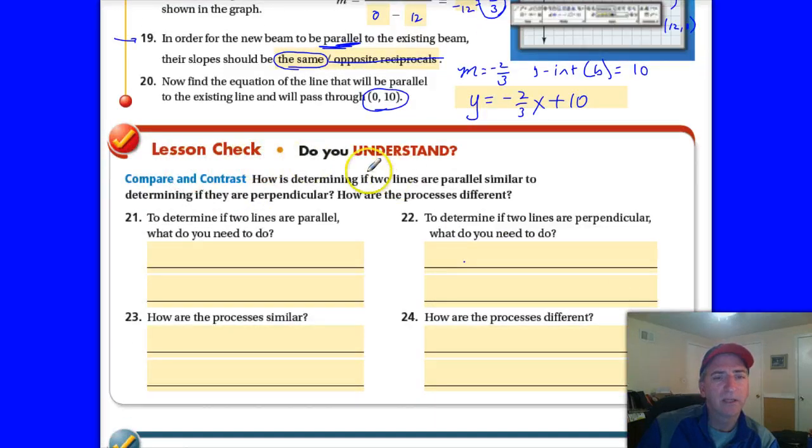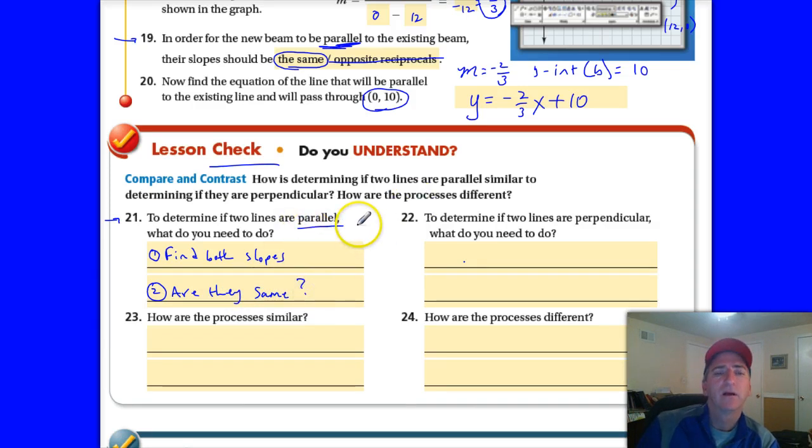So let's do a last check for understanding here before we stop the video. How is determining if 2 lines are parallel similar or different from determining if they're perpendicular? Number 21 says, to determine if 2 lines are parallel, what do you need to do? Well, the first thing you need to do is find both slopes. And then determine, are they the same? All right, to determine if 2 lines are indeed parallel.